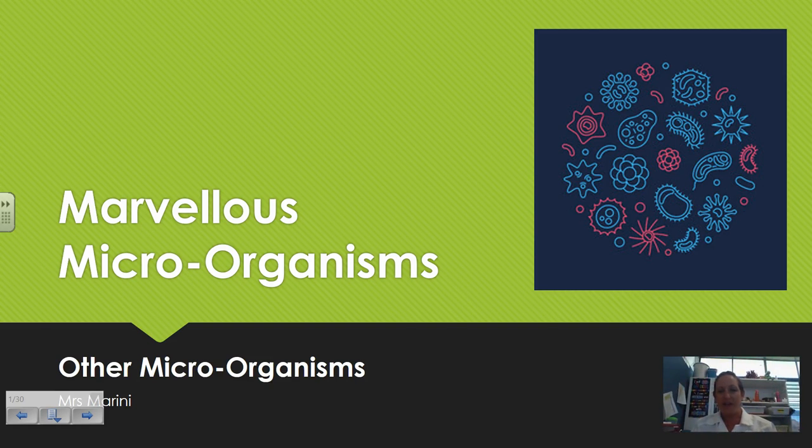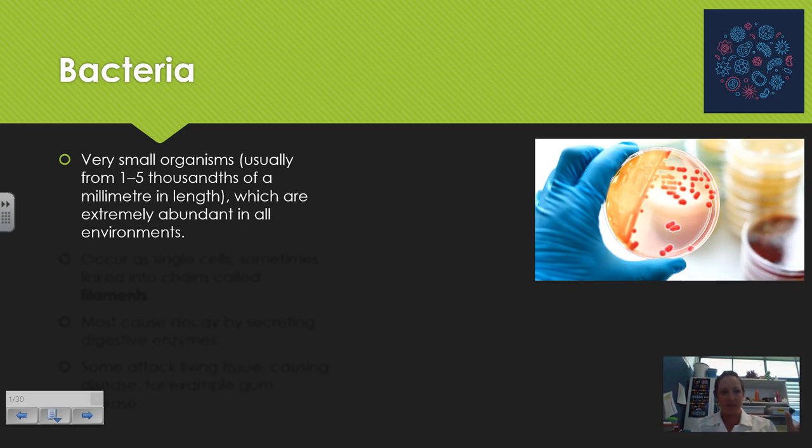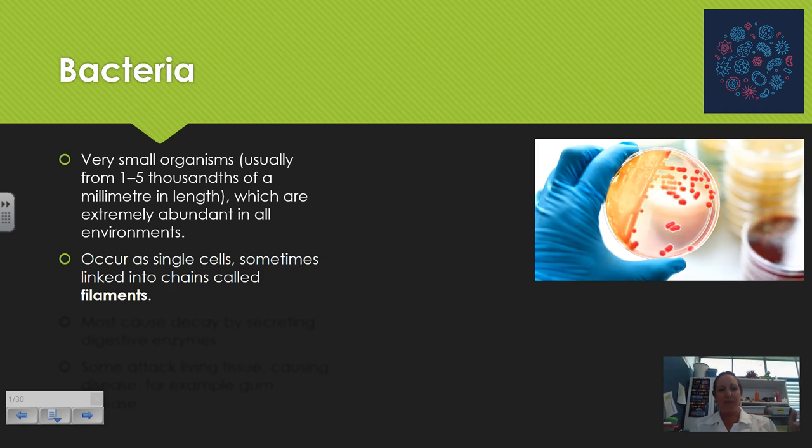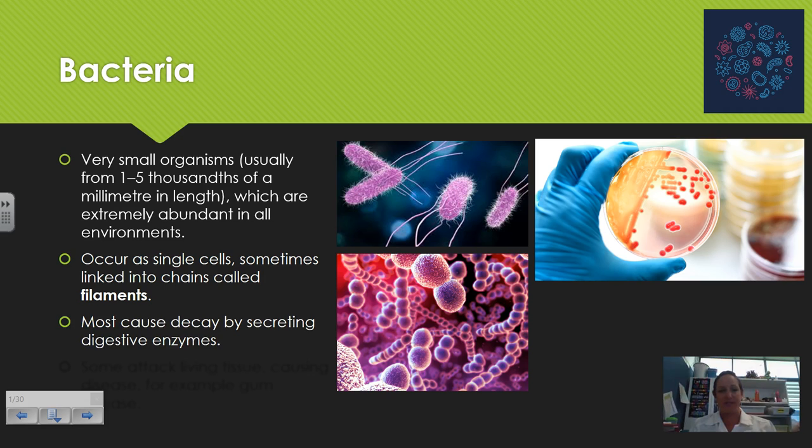Hi again. Now let's look at some more microorganisms. So bacteria, they're very small organisms, usually from 1 to 5 thousandths of a millimeter in length, which are extremely abundant in all environments. They occur as single cells, but sometimes they are linked into chains called filaments.